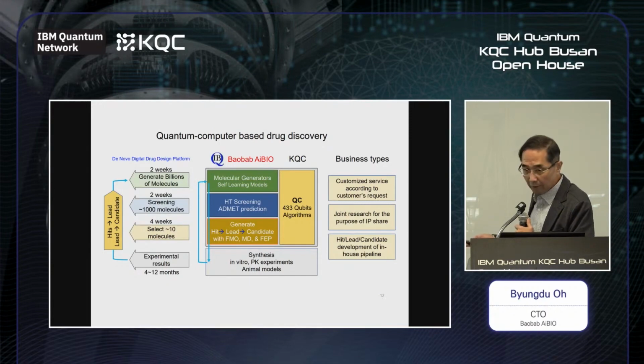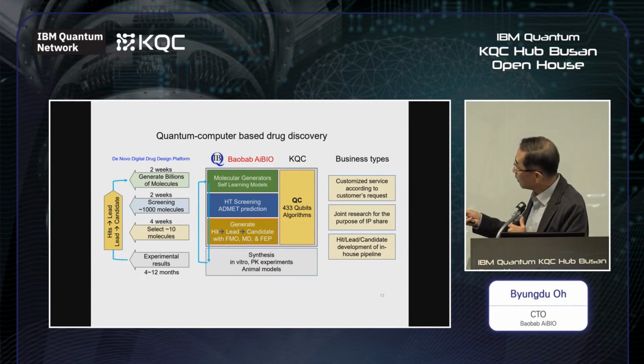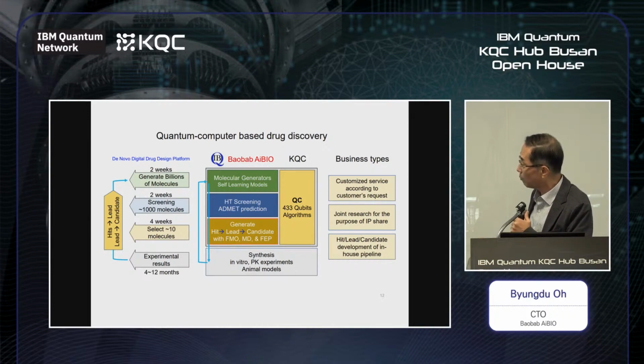So in summary, I have shown one example of how drug discovery can be done using a quantum computer. The left side is a de novo digital drug design platform. We hope to generate billions of molecules within two weeks, screen about 1,000 hit molecules, then about 10 lead molecules, and then use experimental results to find the candidate. This kind of process is being done now using classical computer machine learning, but we hope that with a quantum computer we can accelerate it.